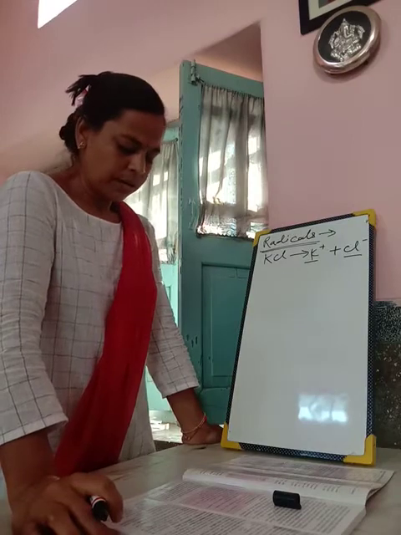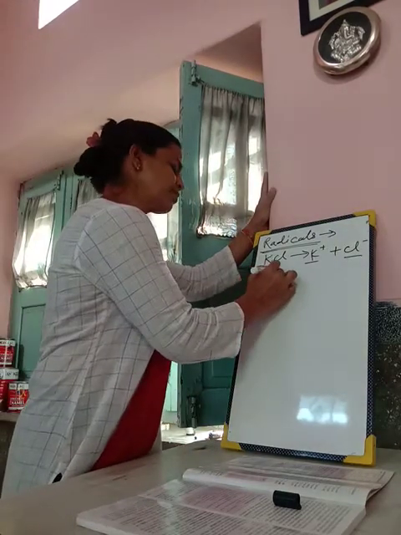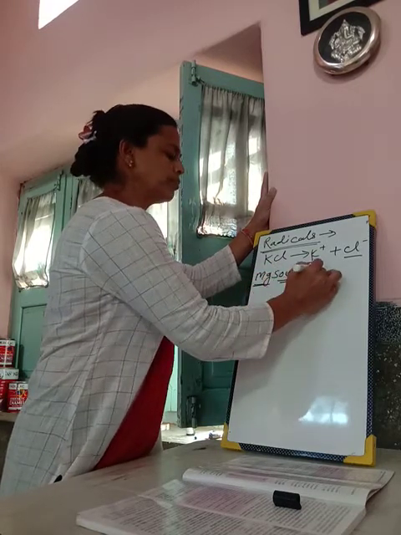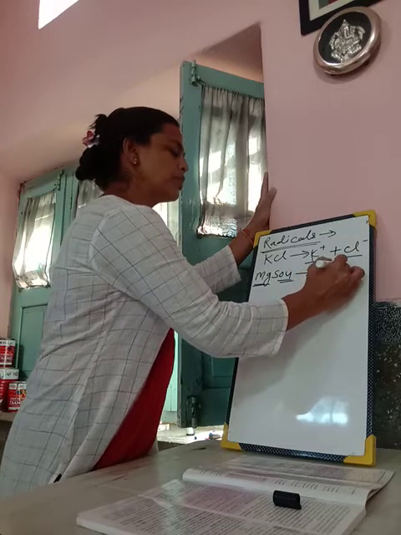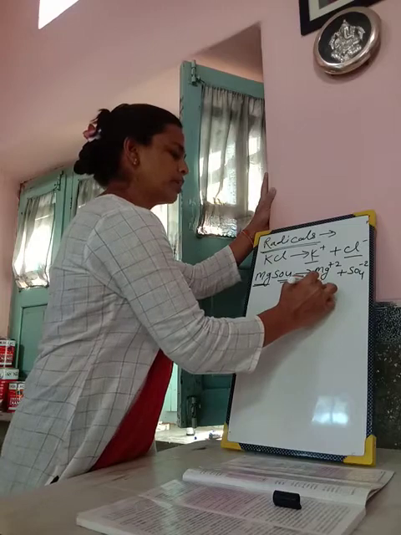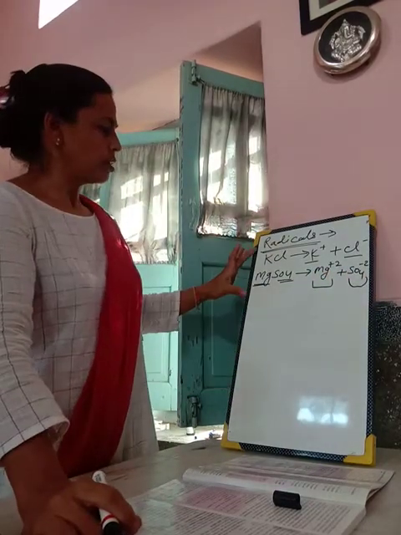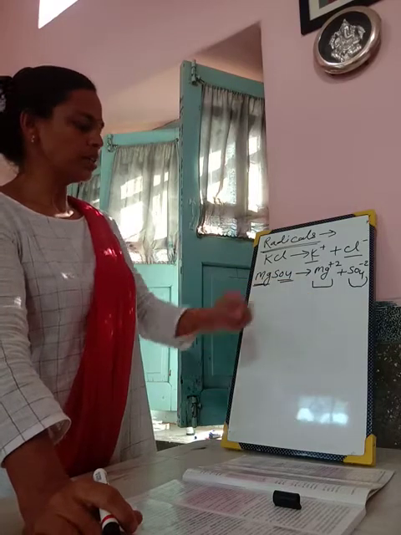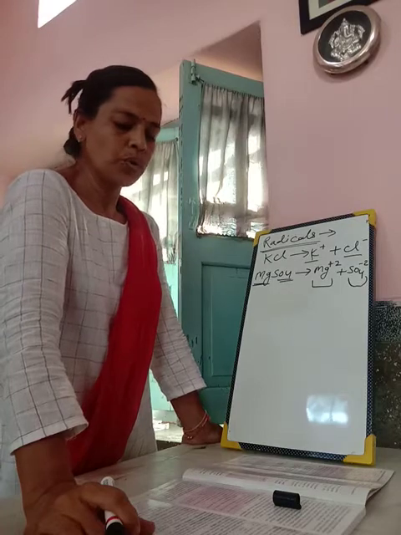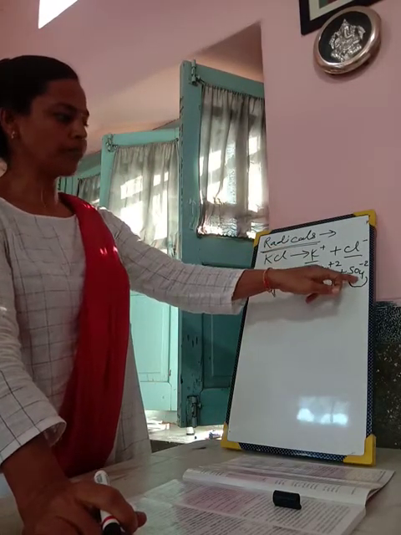Similarly, take magnesium sulfate. The 2 parts of magnesium sulfate are Mg plus 2 and SO4 minus 2. One part and another part. These are called radicals. A radical is an atom or a group of atoms.